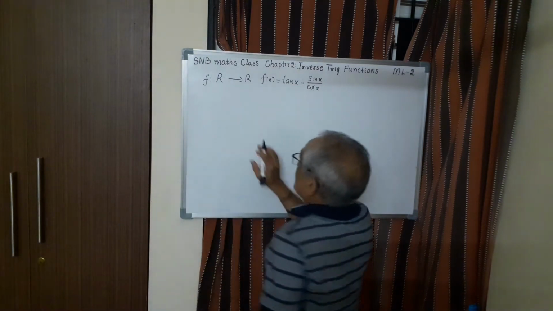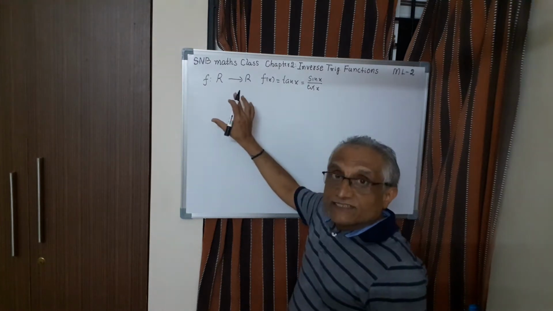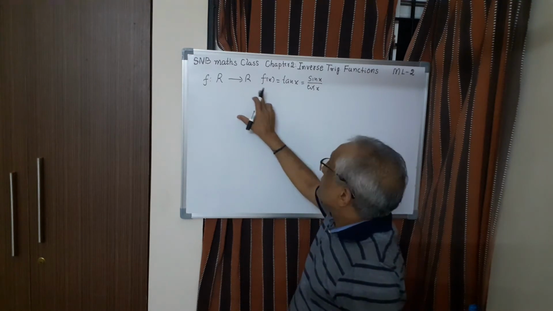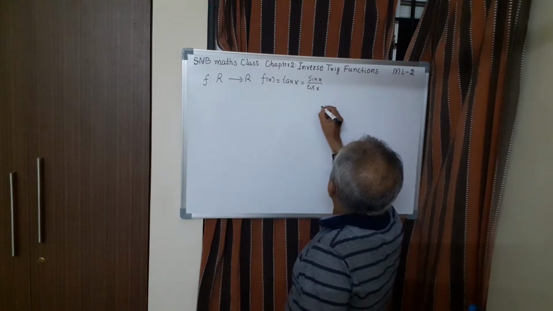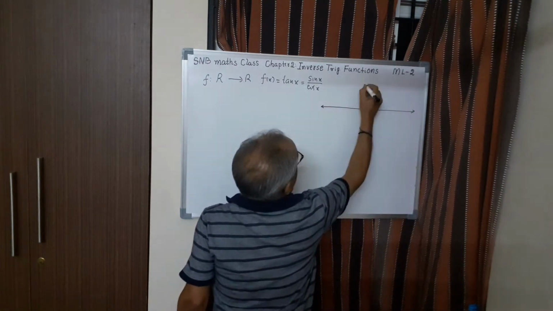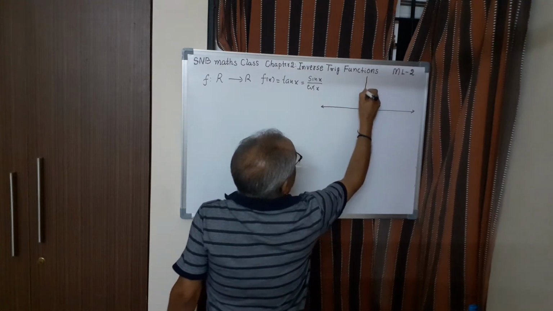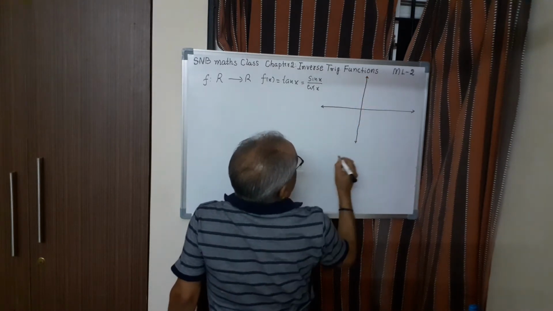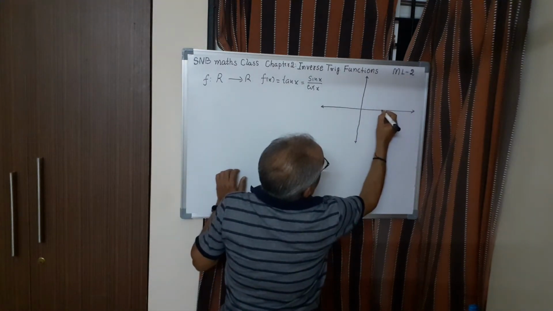Let me first draw, as before, the graph of this function so that it is easy to understand how to cut this and this, if at all required, to make it suitable for defining the inverse. So let me draw the graph here. You know that the codomain is the same as the range, that is R actually. So it is an onto function.